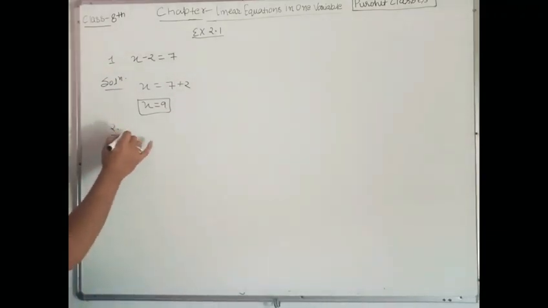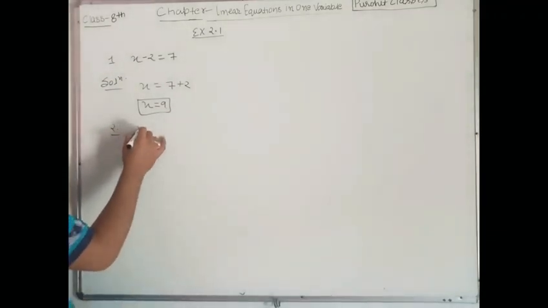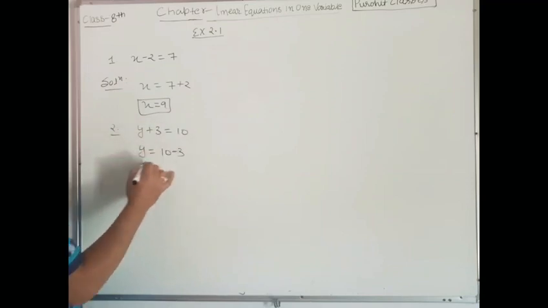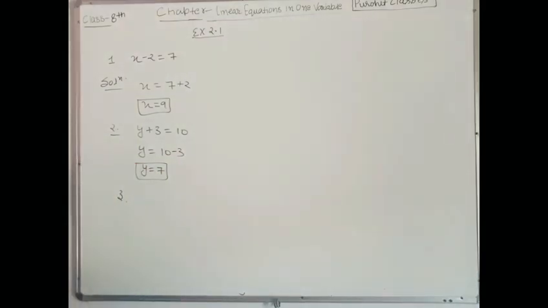Understood? Let us see the second part, y plus 3 equals 10. Simply y equals 10 minus 3, and it will be y equals 7. This is our answer. Third part.